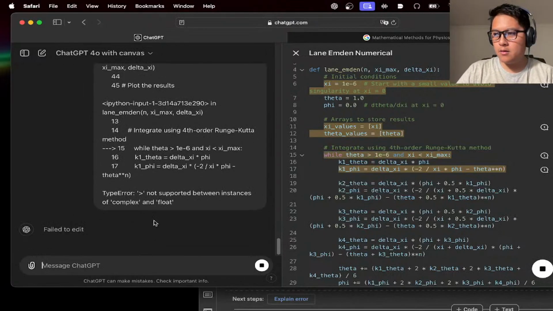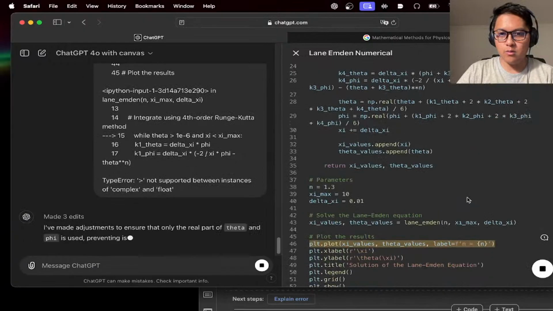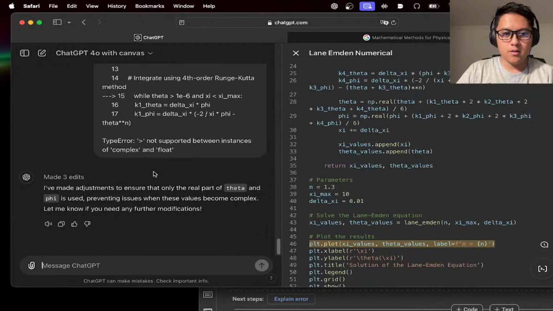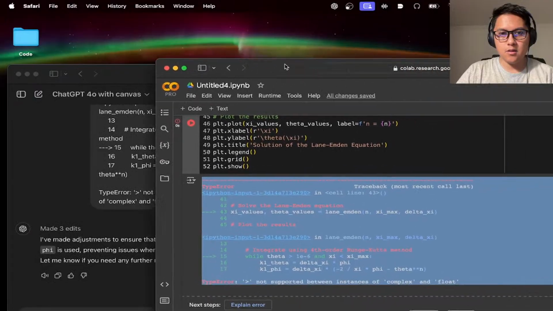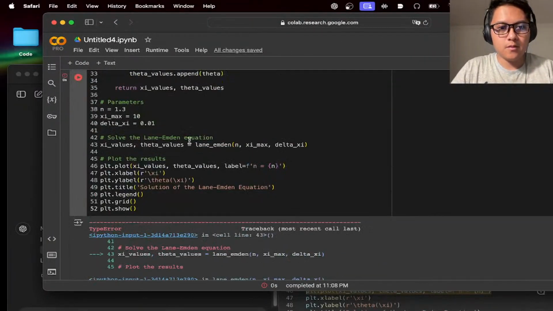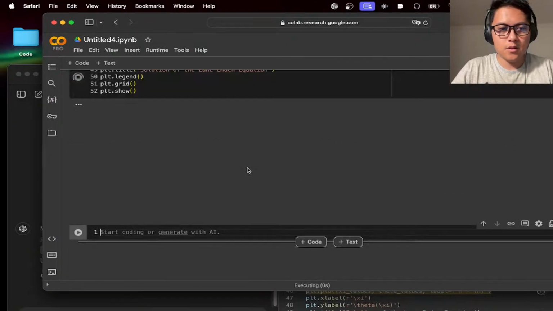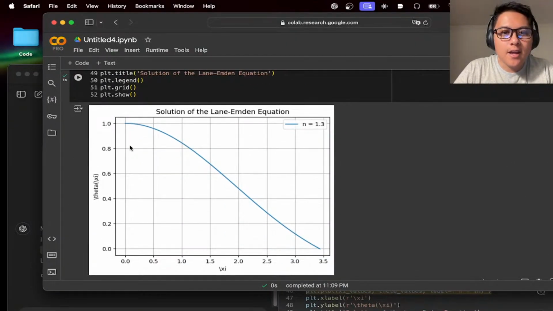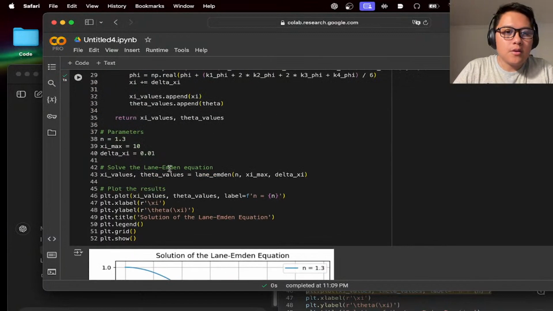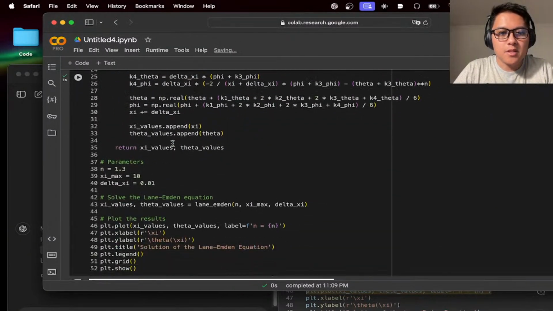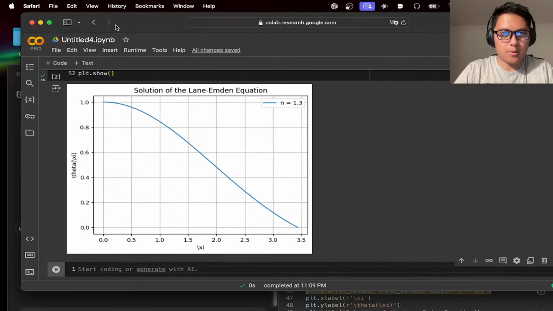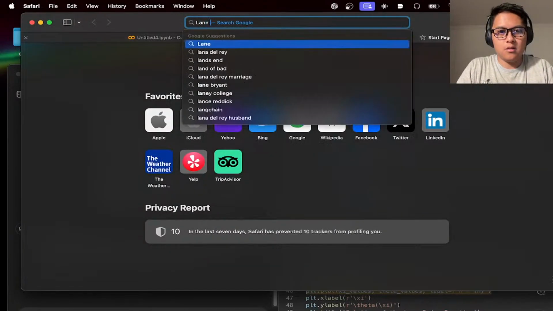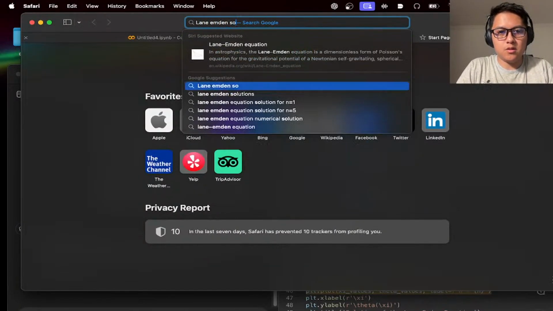Okay. Whoa. Okay, so it looks like it made the necessary modifications. Okay. Oh, there we go. Hey, that looks nice. Very good. Solve the Lane-Emden equation. Awesome. That looks like a comparable solution. See, Lane-Emden solutions.